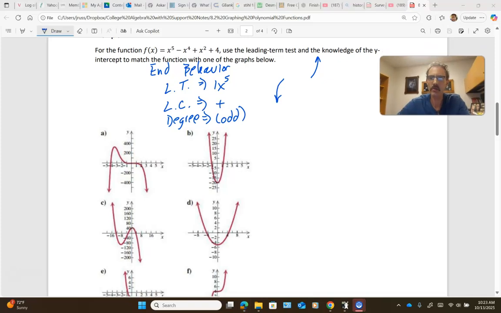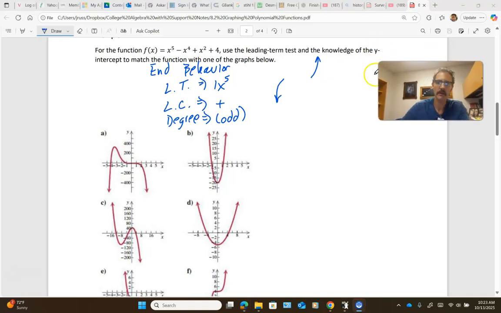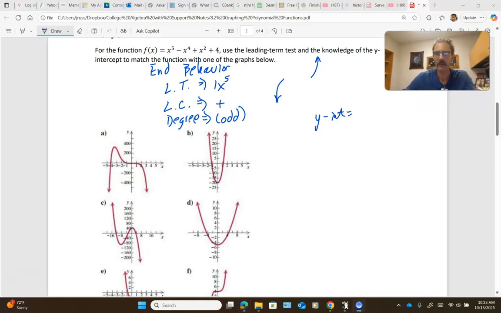Now we could figure out the y-intercept. The y-intercept would be the point where x is 0, and then to find that y coordinate, you just plug 0 into your function. And if you do that, again by inspection, all of these terms with x's go to 0, and you're just left with 4. Okay, so whenever x is 0, y is 4.